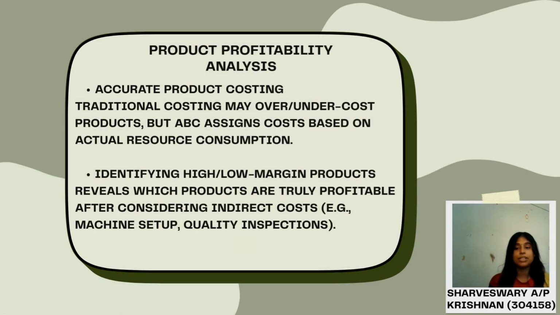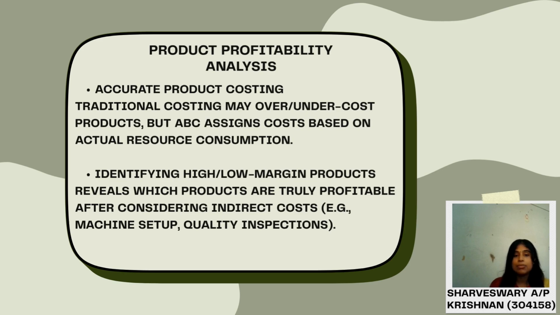The next point would be product profitability analysis. See, this is very similar to the customer profitability analysis, but not all products contribute equally to profits. ABC helps to uncover the real margins. So the first one is that ABC helps to produce accurate product costing. You see, traditional costing might allocate factory overheads evenly, but ABC assigns cost based on actual activities. For example, a high maintenance textile design requiring frequent machine setups and quality checks will have higher costs than a simple mass produced item.